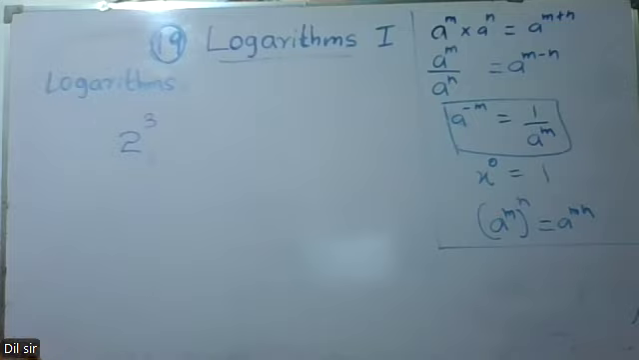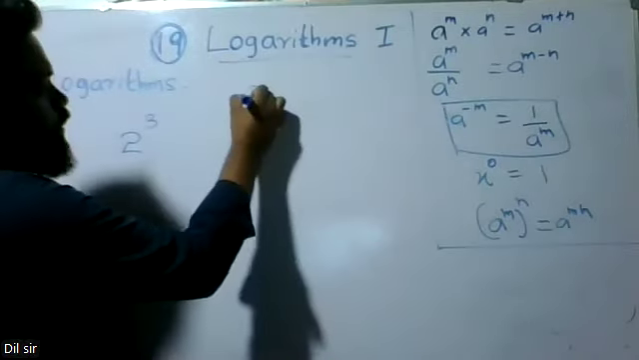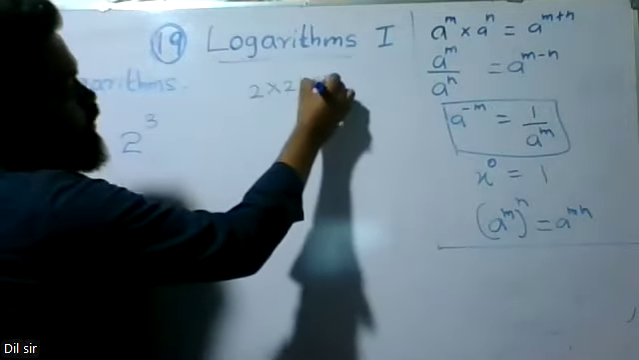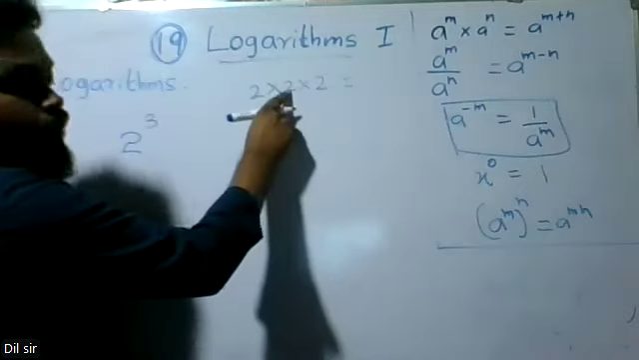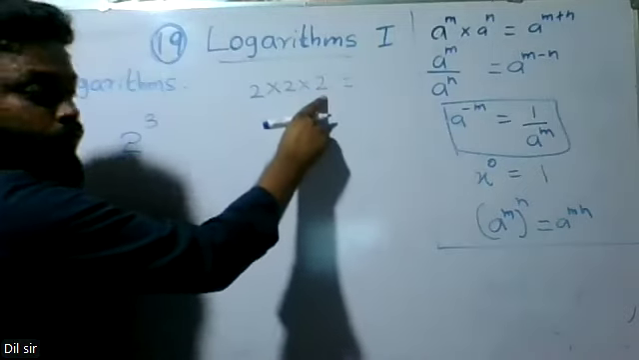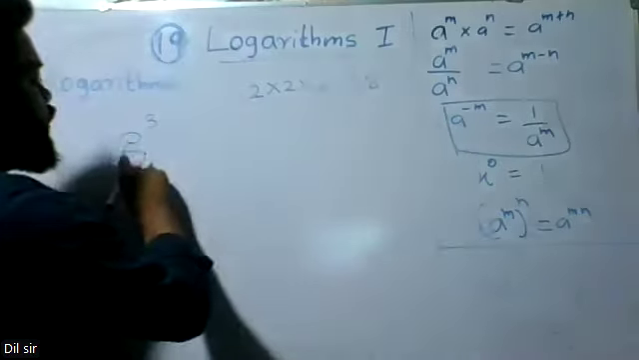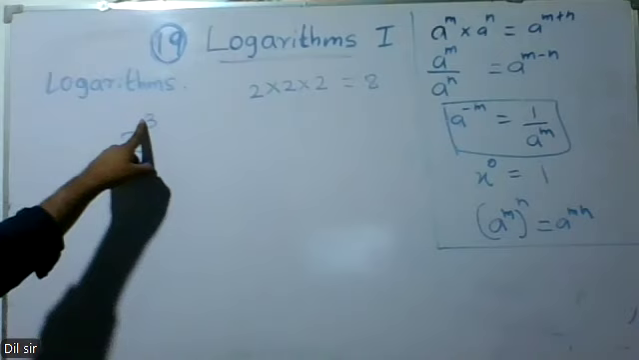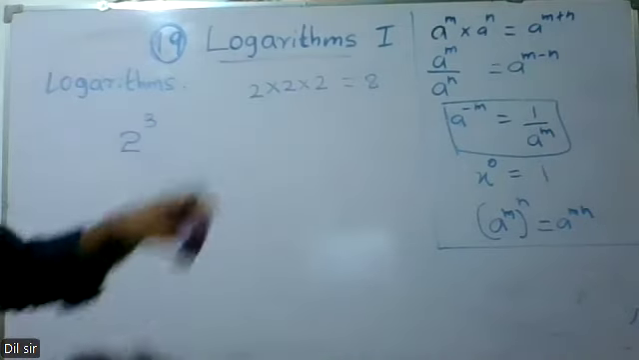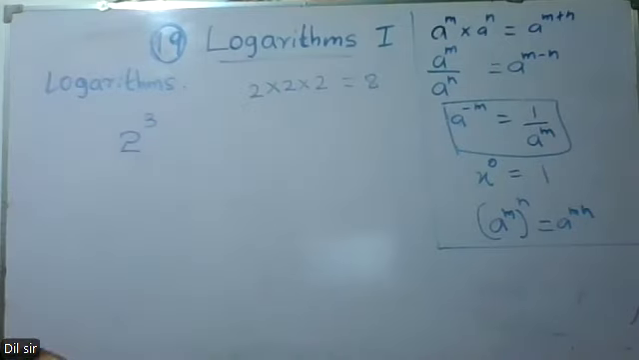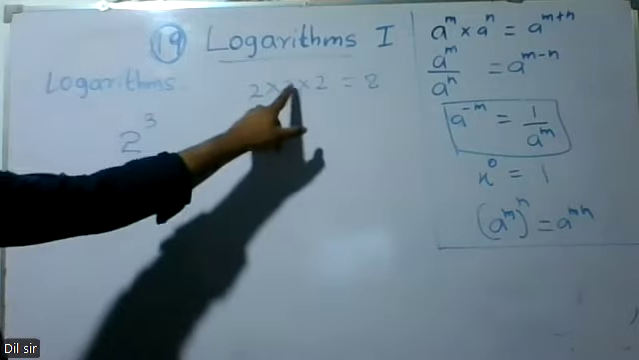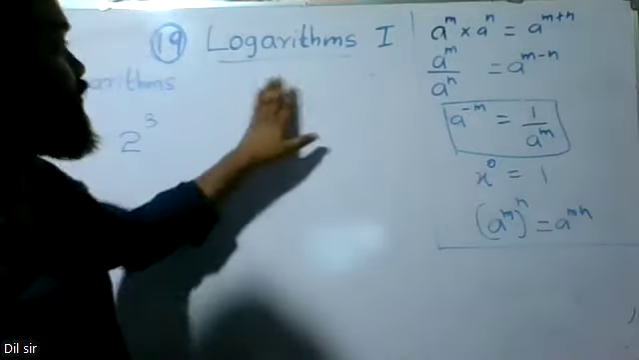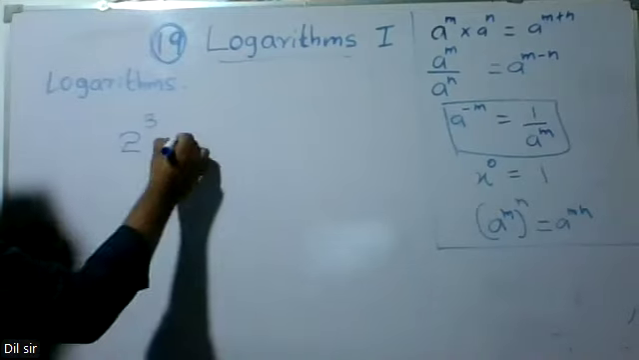Actually, what is the value of 2 to the power 3? 2 to the power 3 means 2 times 2 times 2. 2 times 2 is 4, 4 times 2 is 8. 2 to the power 3 does not mean 2 times 3. It means 2 is multiplied three times: 2 times 2 times 2. The answer is 8. So 2 to the power 3 is 8.